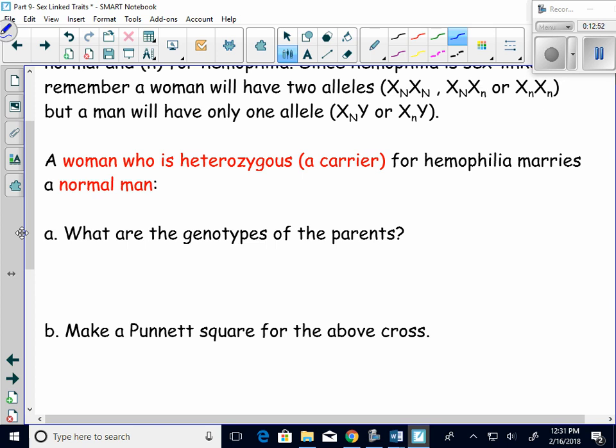All right. So, a woman who is heterozygous. So, genotypes of the parents, X capital N, X lowercase n. So that is a carrier. She carries the hemophilia on her second X. We cross this with a normal man. So he is X capital N Y. So those are my 2 genotypes for part A there.